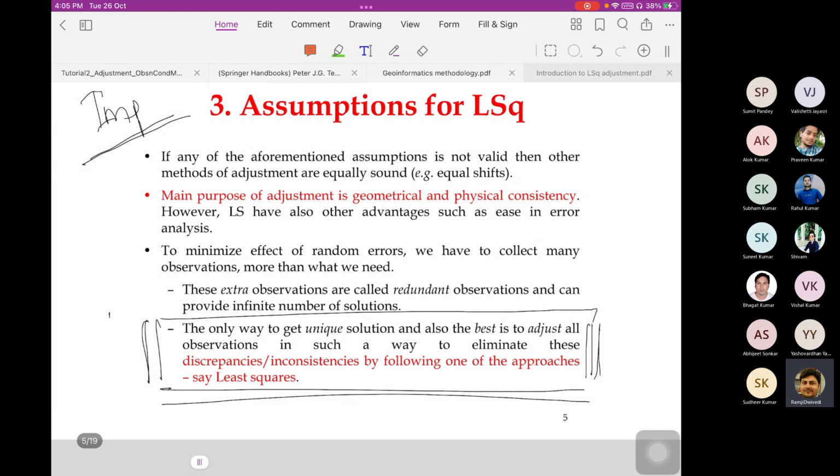The only way to get a unique and the best solution is to adjust all observations. Now this is very important. Why? Because you have seen this triangle problem of the last class, where you have to find the distance between two points A and B, but you have got 5 observations and you have formed 9 possible combinations. What least square will give you is that it will take into account all 5 at the same time, irrespective of what goes into the model and what not.